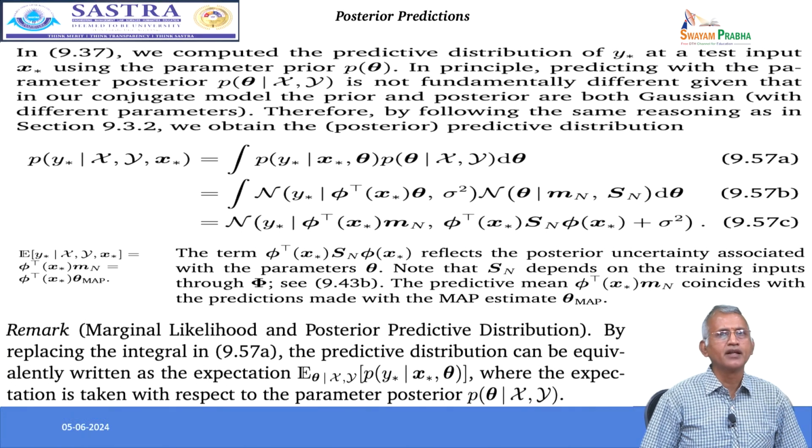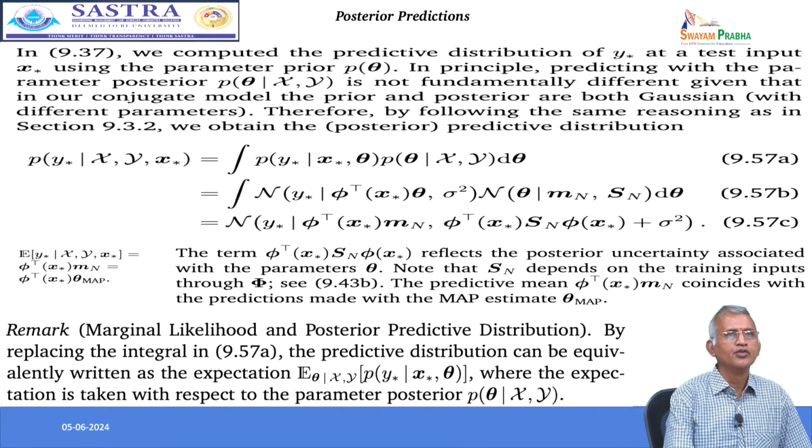We computed the prediction distribution of y* at the test input x* using the parameter prior p(θ). In principle, predicting with the parameter posterior p(θ|x, y) is not a fundamental difference, given that in our conjugate model the prior and the posterior are both Gaussian. Therefore, by following the same reasoning as in the previous section, we obtained the posterior prediction distribution.